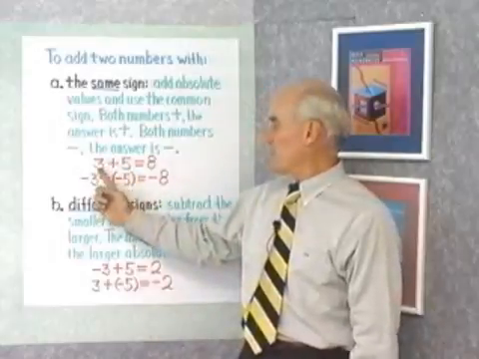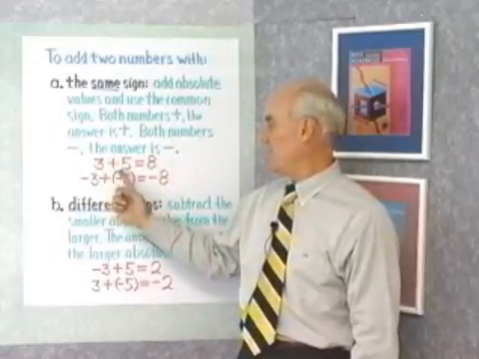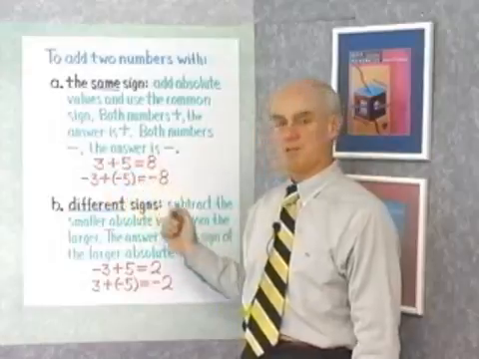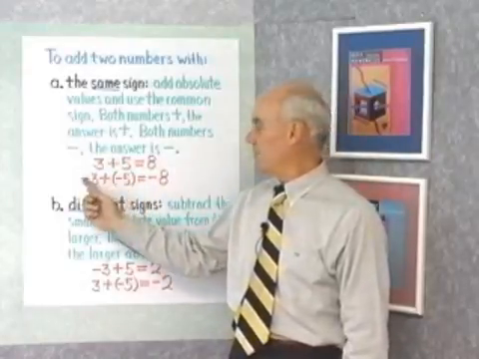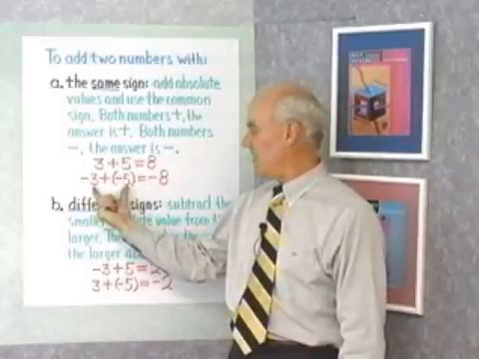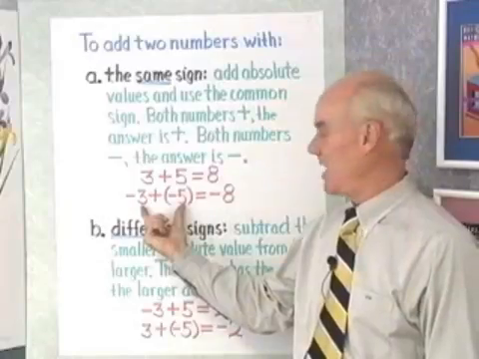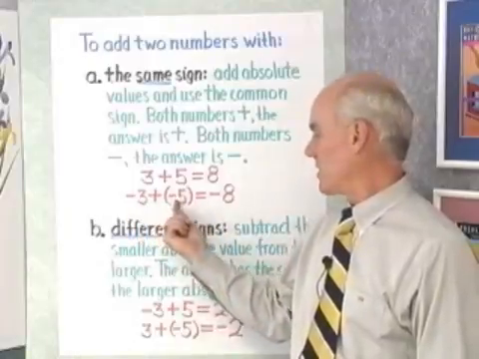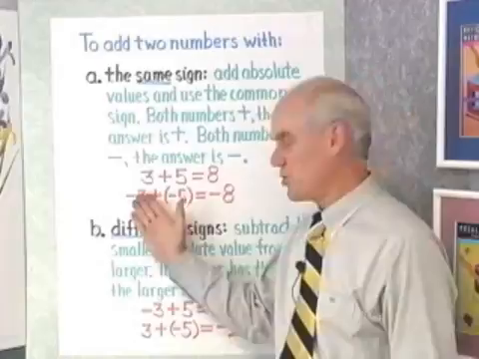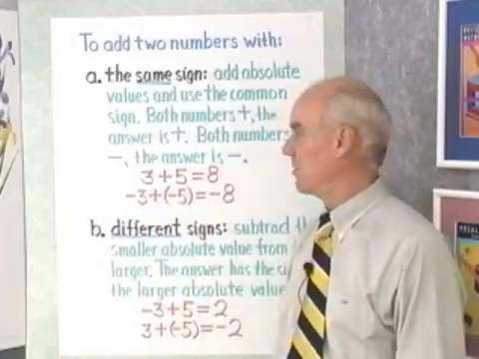If both numbers were negative, the answer is negative. So, for instance, 3 plus 5 is 8. I just add 3 and 5. They're both positive, so the answer is positive 8. When I add negative 3 plus negative 5, two numbers with the same sign, I simply add their absolute values. 3 plus 5 is 8, and I use that common sign, negative. So negative 3 plus negative 5 is negative 8. And of course, you can visualize this on the number line if you want to.